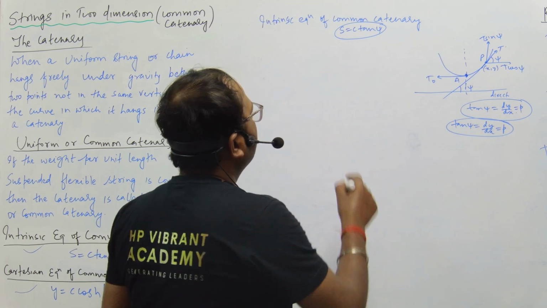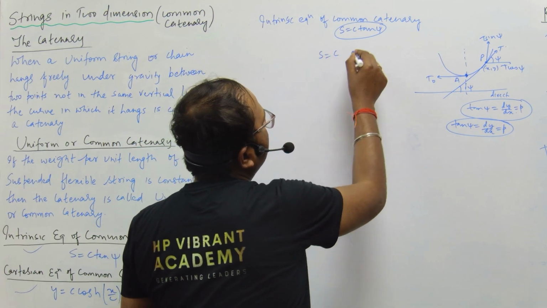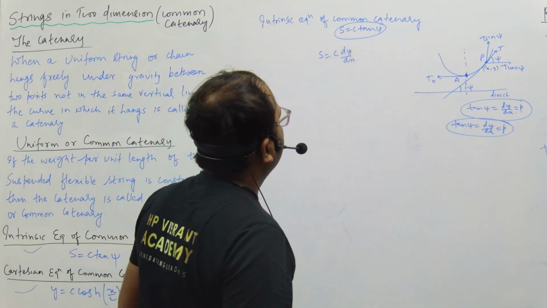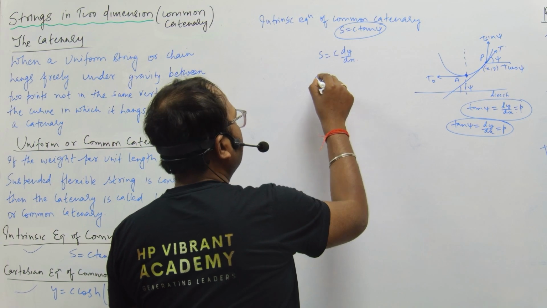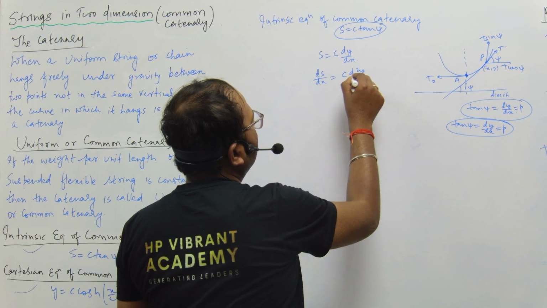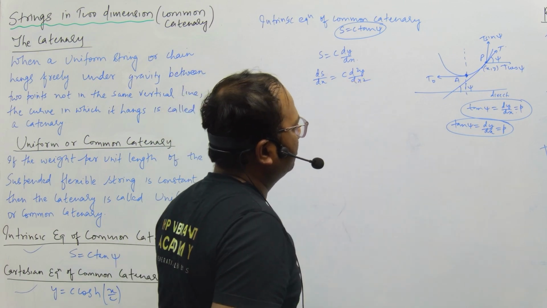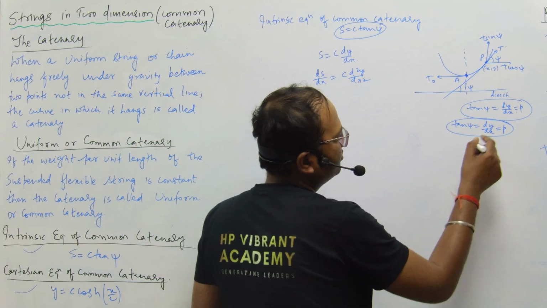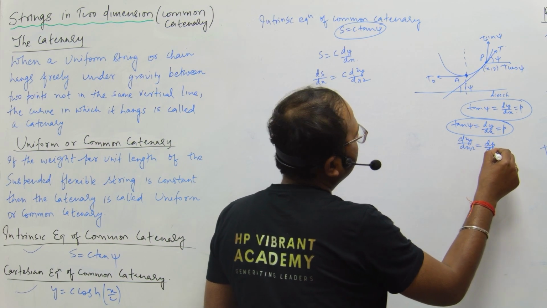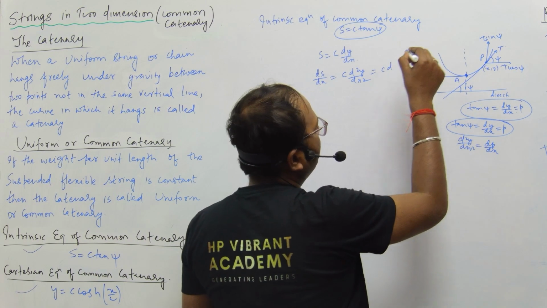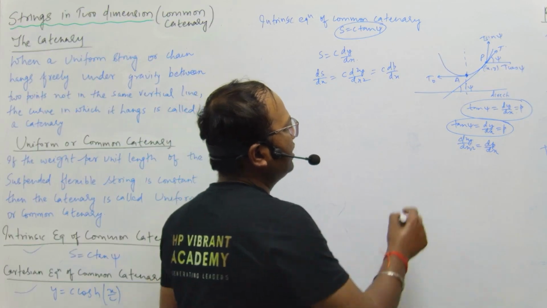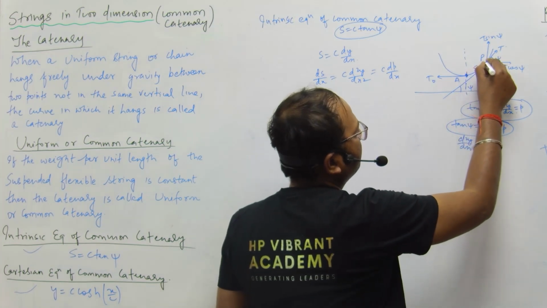So we have s is equal to C tan psi, which we can write as C dy upon dx. Now let us differentiate this with respect to x. So we have ds upon dx is equal to C d2y upon dx square. We have dy upon dx as p, so d2y upon dx square is equal to dp upon dx. This is equal to C dp upon dx. Okay, so we have the length of this string as s.